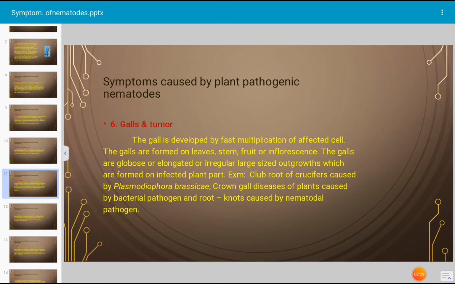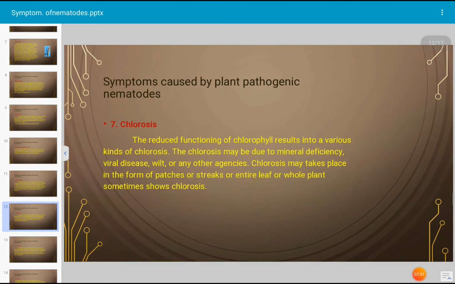Okay, next, another type of symptom which is caused by nematodal pathogen is chlorosis. Chlorosis is the yellowing of the leaves. Yellowing of leaves occurs because of disturbances of the chlorophyll in the leaf, and the reduced functioning of chlorophyll results in various kinds of chlorosis. Chlorosis may be due to mineral deficiency, viral infection, wilt or any other agencies. But chlorosis is also caused by infection of the nematodal pathogen.